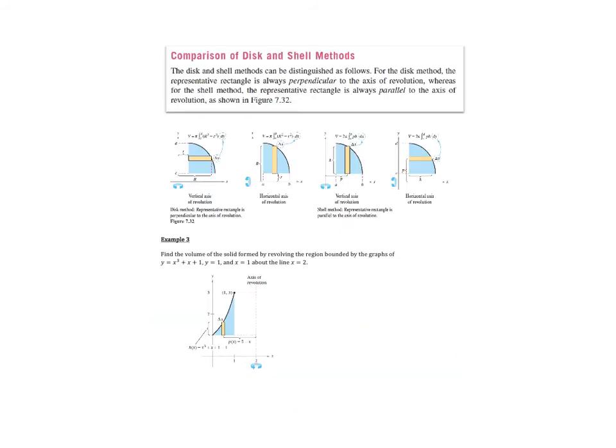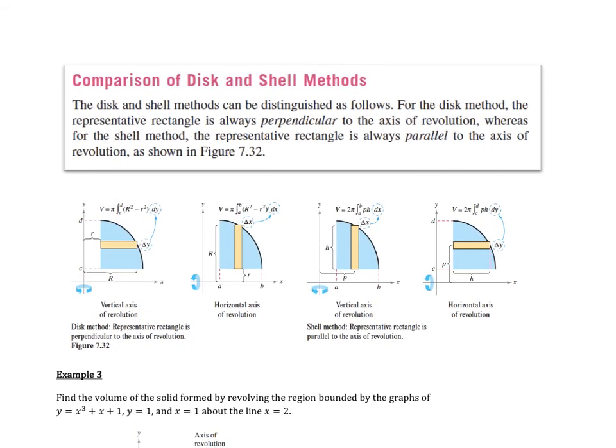So to wrap this up, we now have several methods. We've got the washer, the disc method, and the shell method. Now the washer and the disc often are considered the same because they're the same idea. So the difference here is when we want to use the disc method.